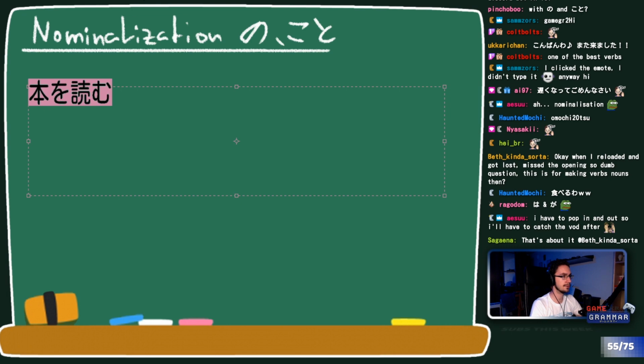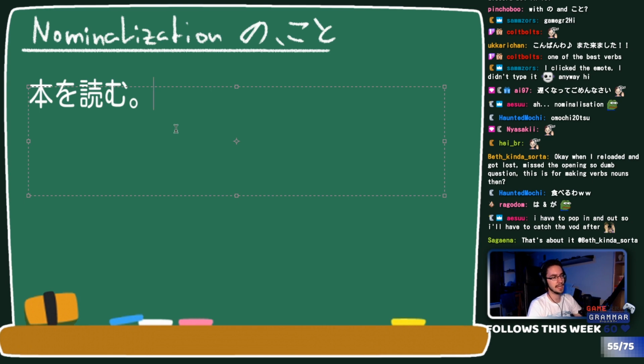I'll actually make this larger, just because I can. Hon o yomu. To read a book. But now, this is a clause, a finished sentence actually. If we wanted to, we can add a full stop and be like, okay, read a book. But that's not what we're gonna do today. We're gonna actually nominalize it.